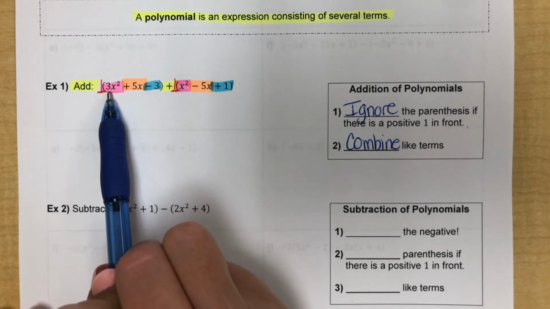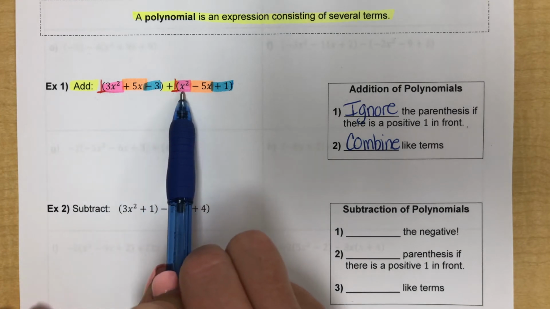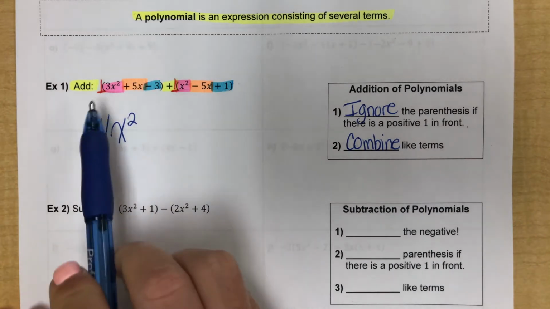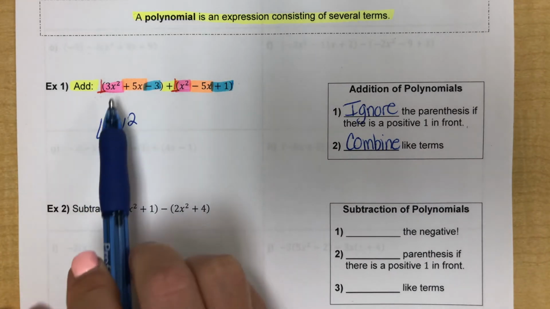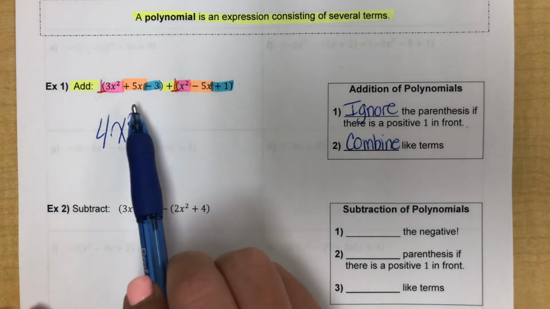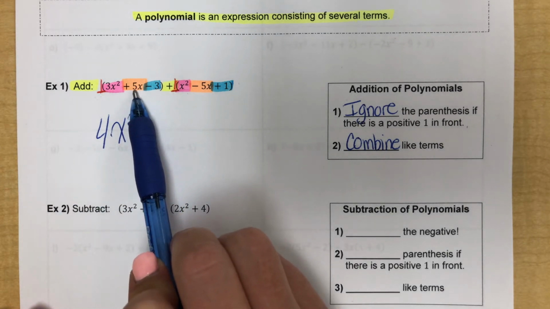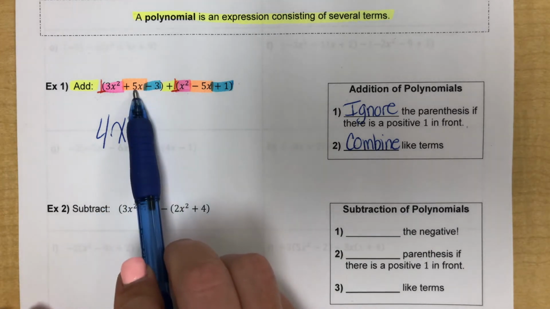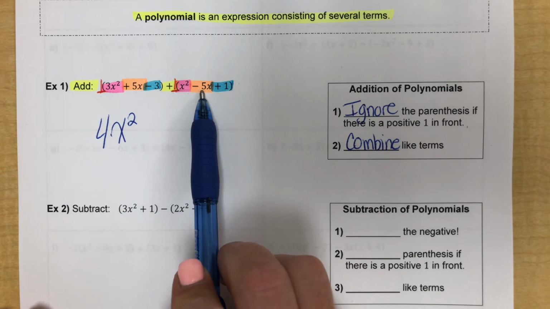So a 3x squared plus a 1x squared gets me a 4x squared. 3 plus 1 is 4. I keep the variable and the exponent the same. Next, +5 minus 5 is 0. So 5x minus 5x is 0.